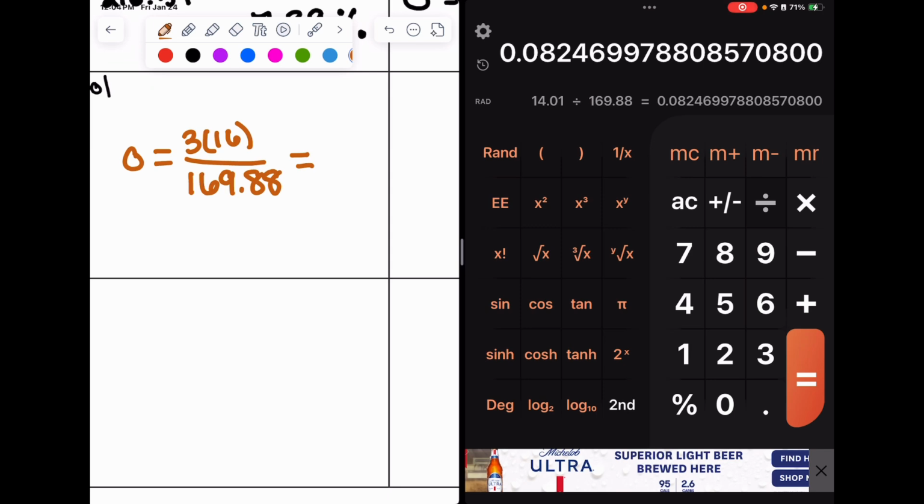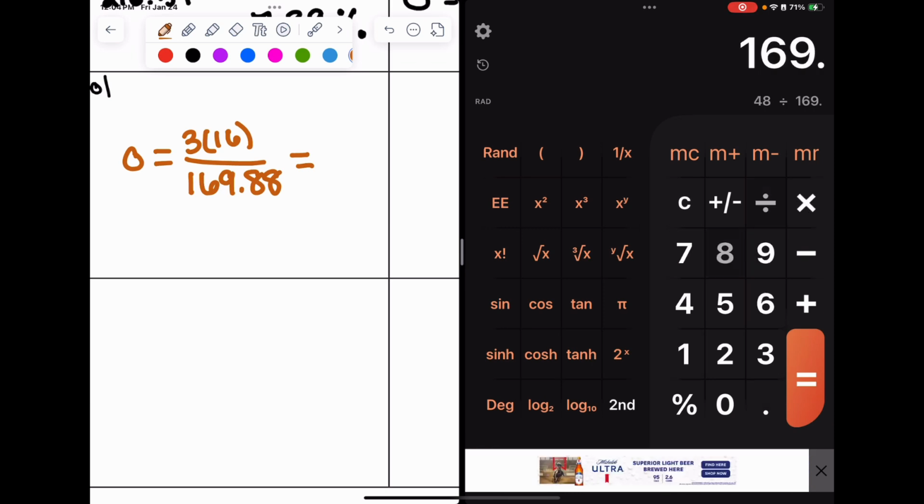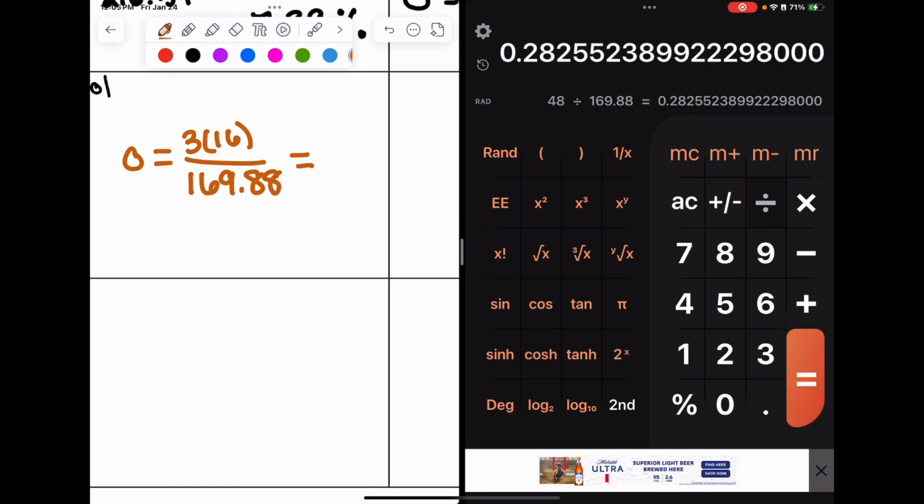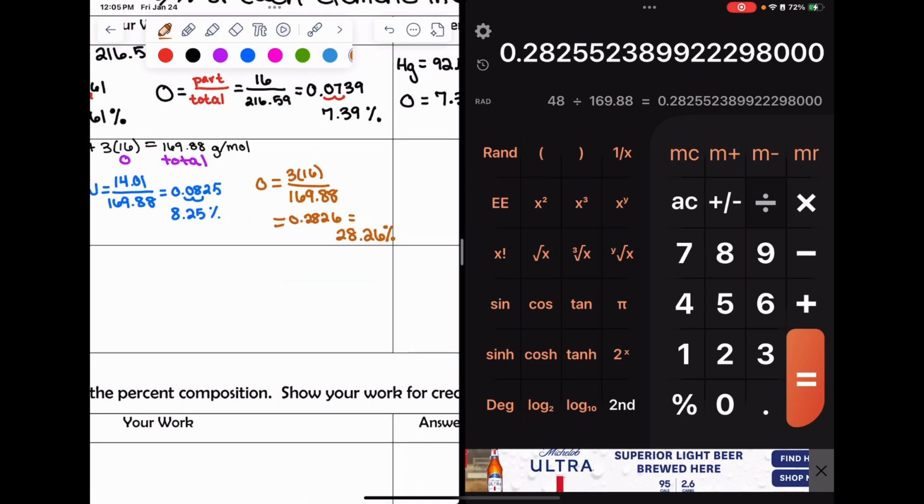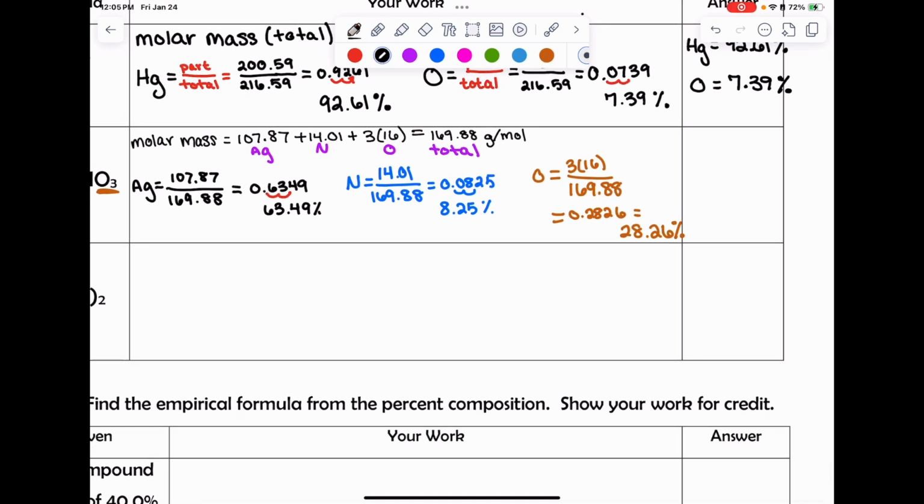All right, plugging this in. We have 3 times 16 first, divided by 169.88. I'm going to write this below it. So 0.2826, which is 28.26%. Now combining all of my answers over here on the side, I'm going to write them all.